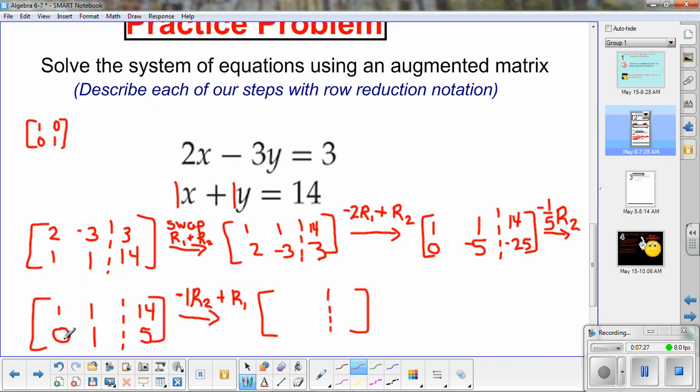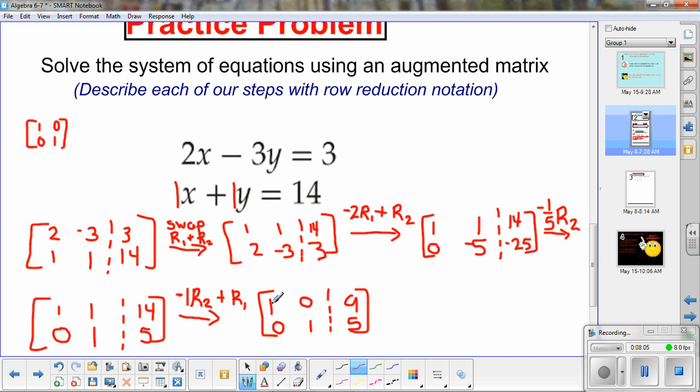So 0 times -1 is 0, and add that to 1. You still get 1. And then 1 times -1 is -1. -1 plus 1 is 0. -1 times 5 is -5. And -5 plus 14 is 9. And then we're going to leave that bottom row the way it was.